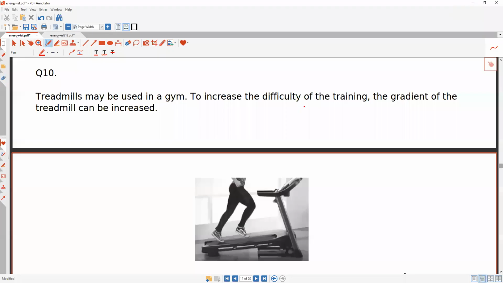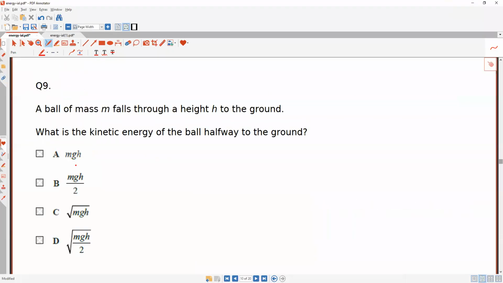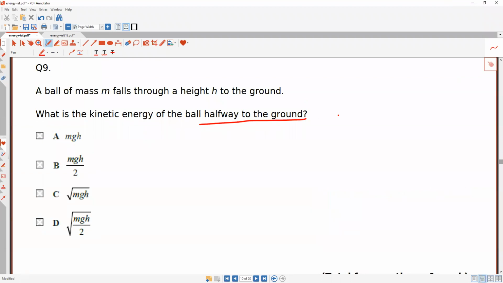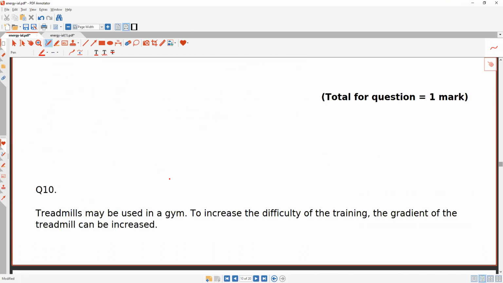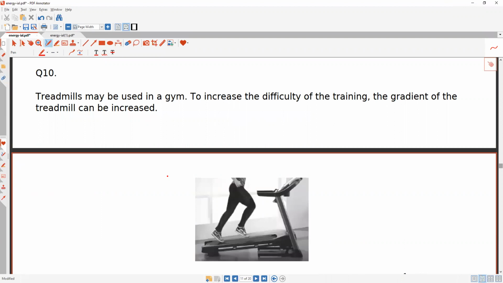Okay, so you guys were able to do this question. Halfway to the ground, your h has been halved. So your gravitational potential energy is halved. Your kinetic energy is also halved only. Now, treadmills may be used in gyms to increase the difficulty of training. The gradient of the treadmill can be increased. Can you see? Usually it is flat. If you want more challenge, you can just make it like this.